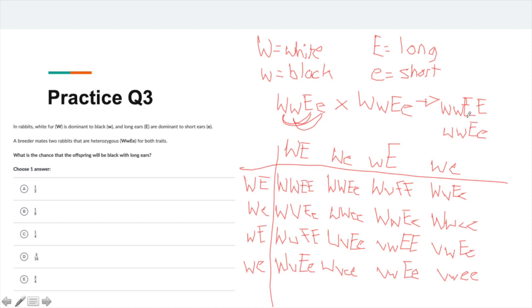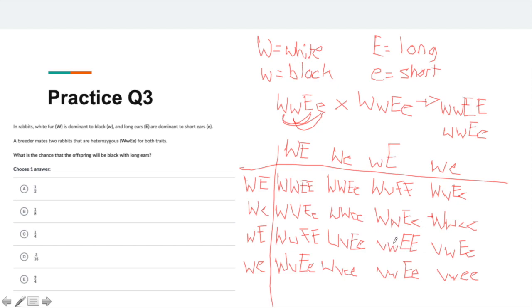So again, what we're looking for is they're all going to have 2 of the small w's because we're looking for black, and then they're either going to have homozygous dominant alleles here, so the 2 long ear alleles, or 1 long ear allele and 1 short ear allele. All right, so the top row and the top column, they all have at least 1 dominant fur allele. So none of those are going to be right. And then same thing right here. They all have at least 1 big W.